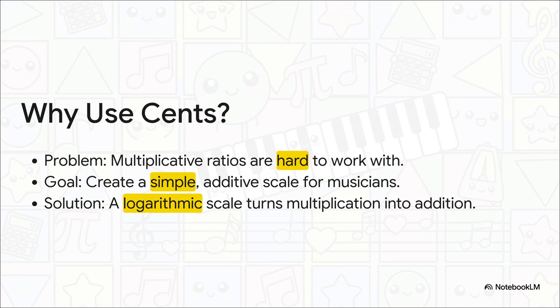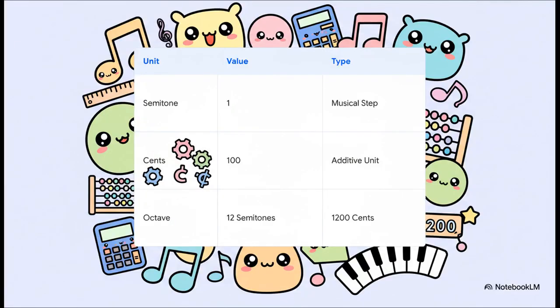Well, as we just saw, working with those crazy multiplicative ratios is a pain. Musicians wanted something simple, something additive, like a ruler for pitch. And the solution was a clever mathematical trick. Use a logarithmic scale. Because logarithms have this amazing property, they turn multiplication problems into simple addition problems. And the system they came up with is just so clean and elegant. By definition, one semitone, that's our multiplicative step R, is equal to exactly 100 cents. So now it's easy. To go up 12 semitones, you just add 100 cents 12 times, which gives you 1,200 cents for a perfect octave.